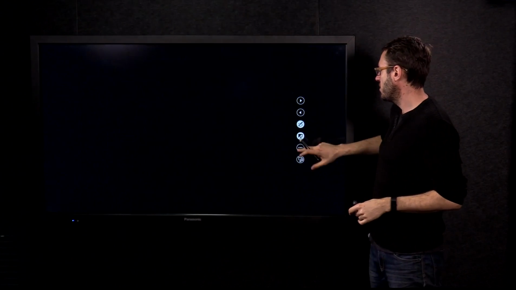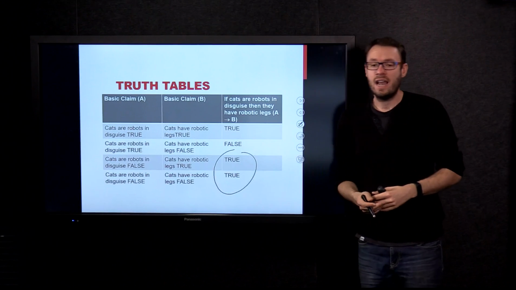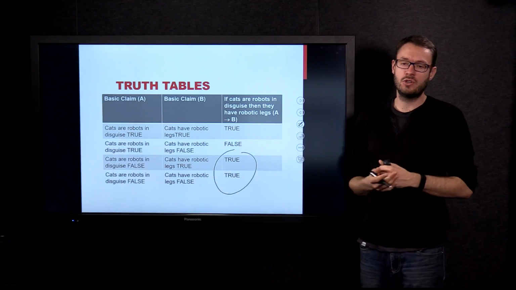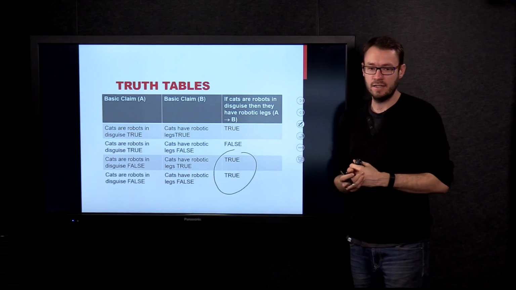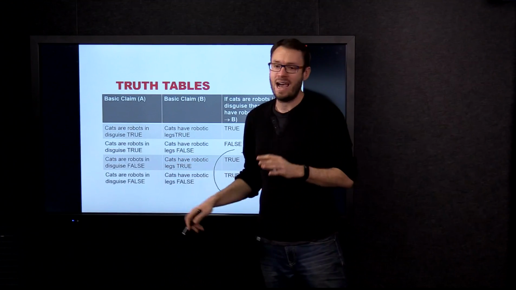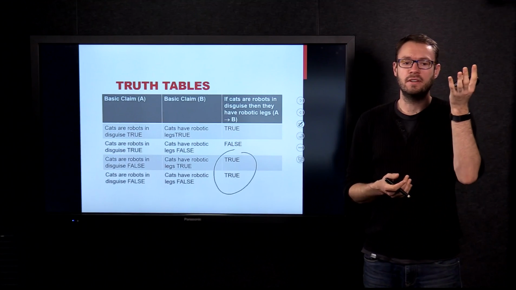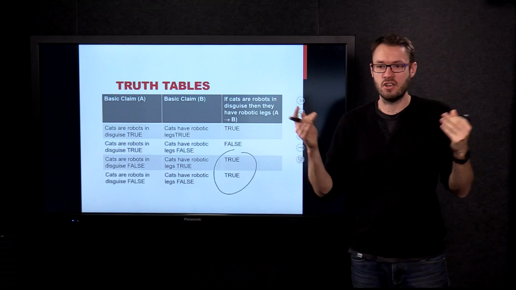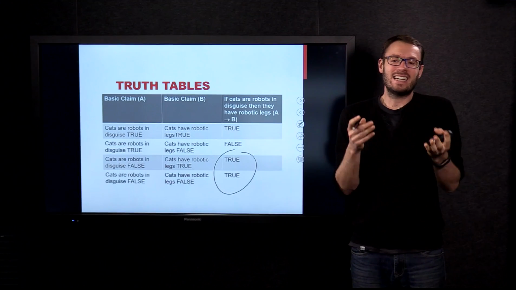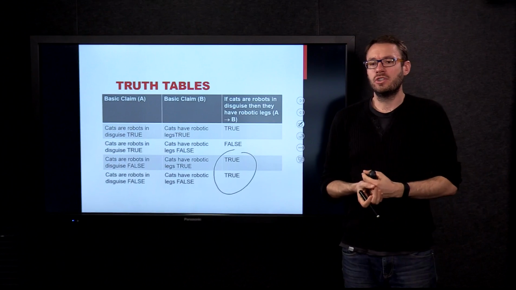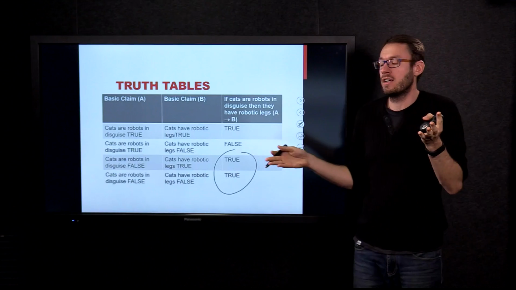What's a little bit more questionable is what it says about these last two rows. And I think there are two potential concerns that you might have with these last two rows, and both of them are related. The first one is when you don't have the first thing, when you don't have the fact that cats are robots in disguise, it doesn't immediately follow that the conditional should be true. You might think that rather what should follow is that we just don't know what the value of the conditional is.